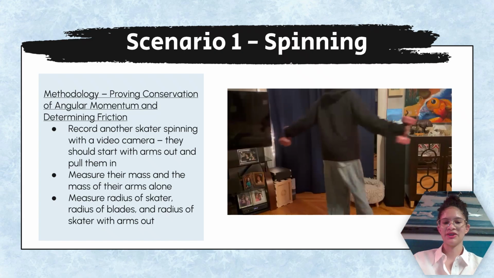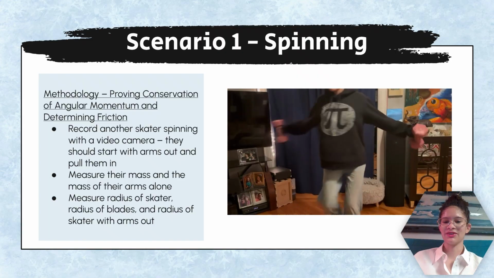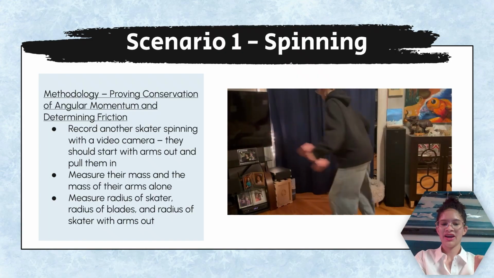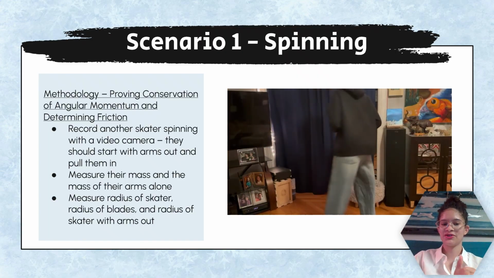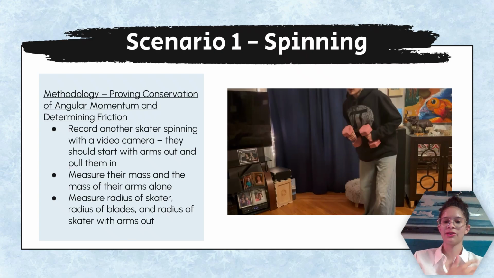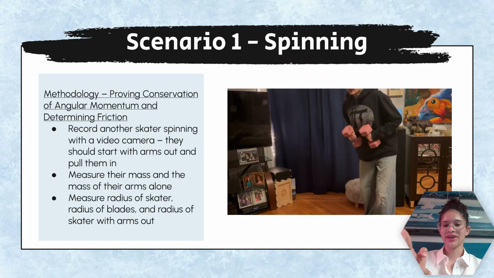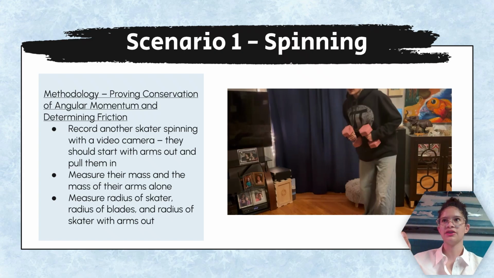Somebody's recorded spinning on skates or on the floor in socks with a video camera. They start with their arms out, they pull them in. Their mass should be measured or known, and the mass of their arms alone. I used weights, so I used the mass of the weights, and then like 5% of a human's body weight is the weight of their arms. So I just put that in kilograms.